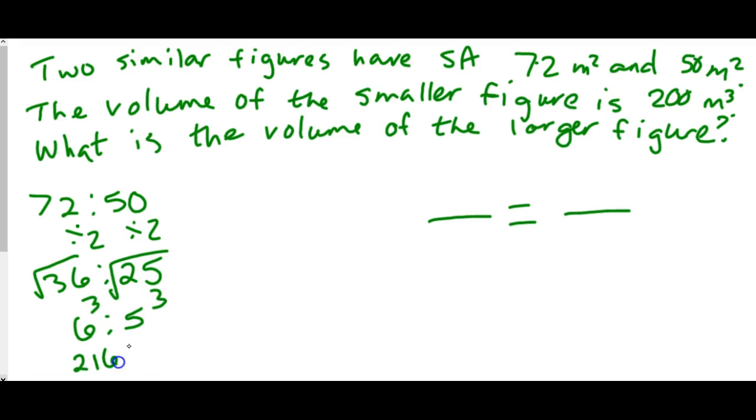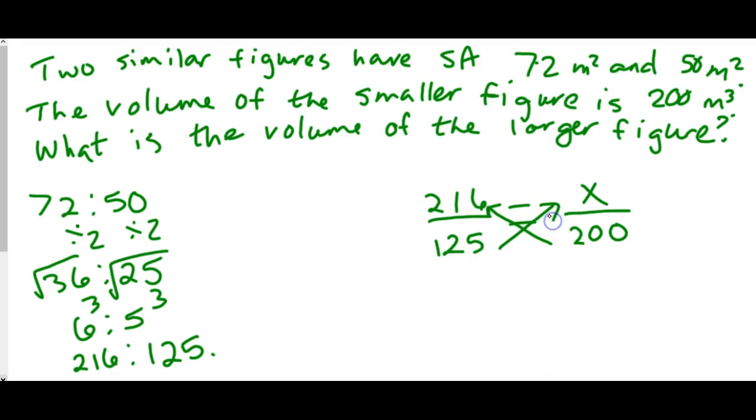6 to the third is 216, 5 to the third is 125. Now this ratio I can use to set up my proportion. That's the first fraction, 216 over 125. Then it says the volume of the smaller figure is 200. Looking at our ratio, 216 is bigger than 125, so the smaller figure would go with the 125. The 200 has to go on the bottom because the smaller number over here was on the bottom. And we want to find the larger figure, so we use an X for what we want to find.